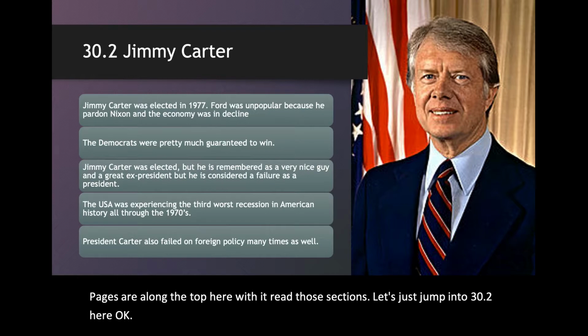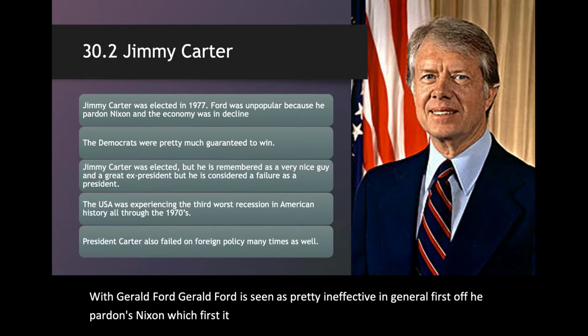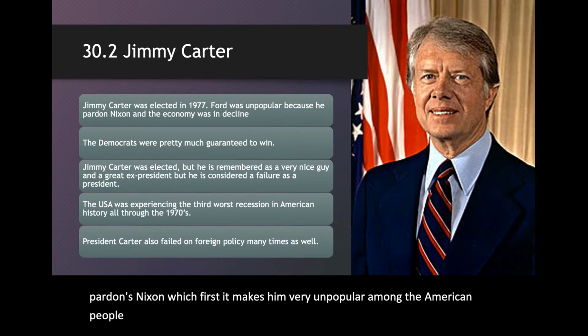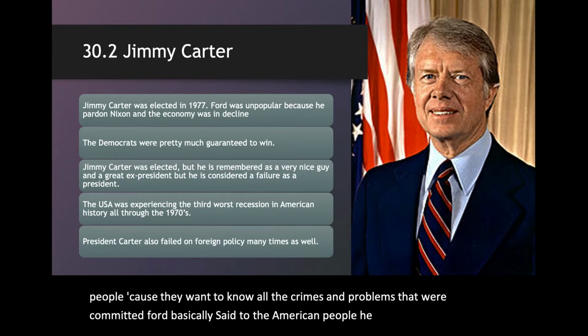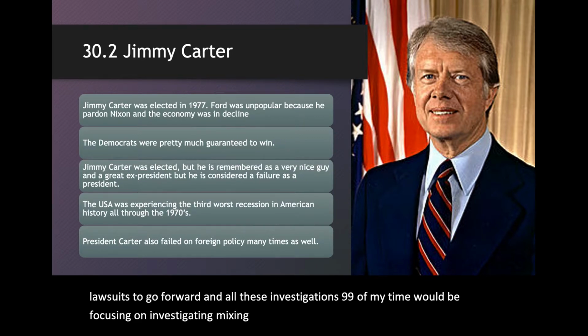Gerald Ford is seen as pretty ineffective in general. First off, he pardons Nixon, which makes him very unpopular among the American people because they want to know all the crimes and problems that were committed. Ford basically said to the American people, if I allow these lawsuits and all these investigations to go forward, 99% of my time would be focused on investigating Nixon compared to running the country. However, this still created ill will.